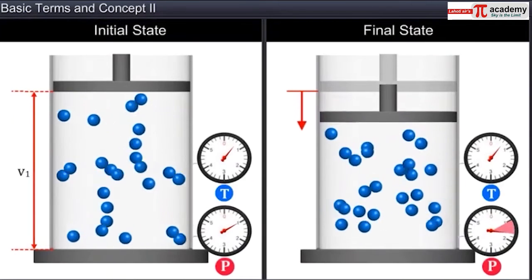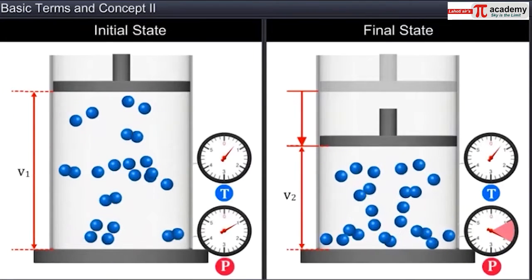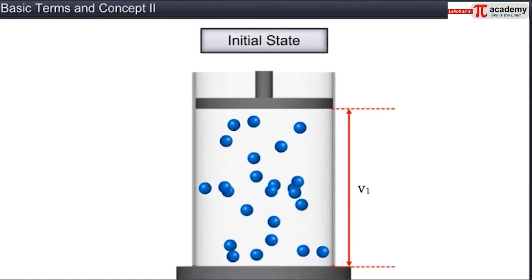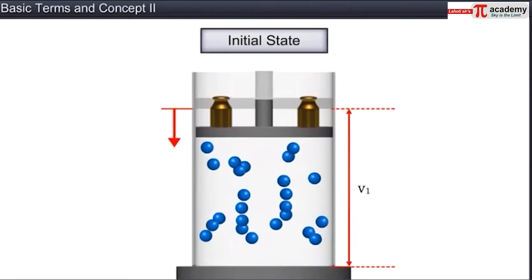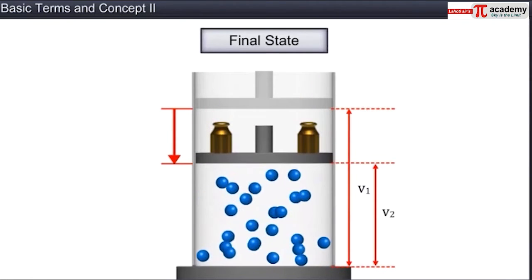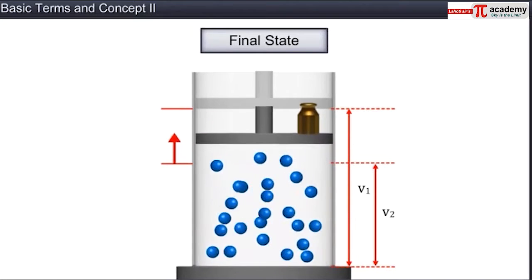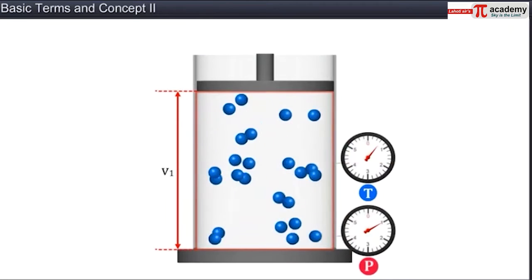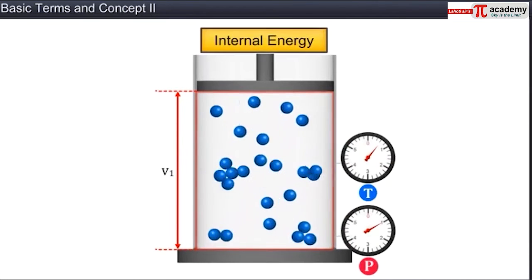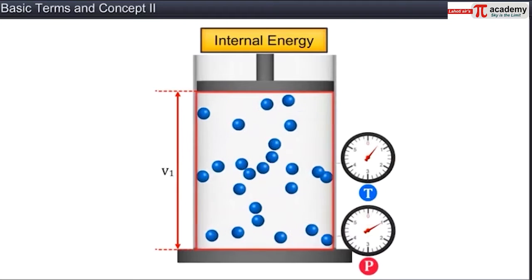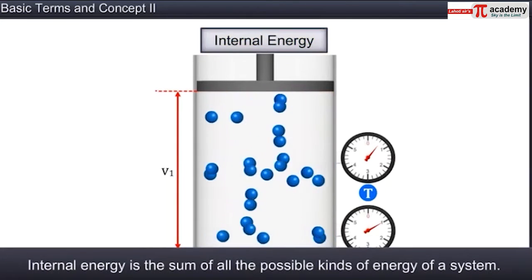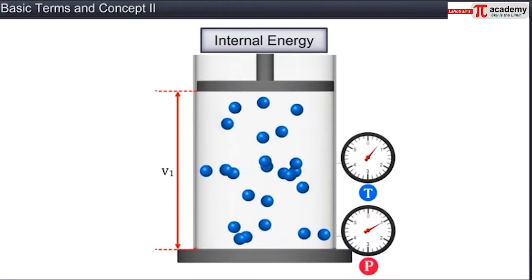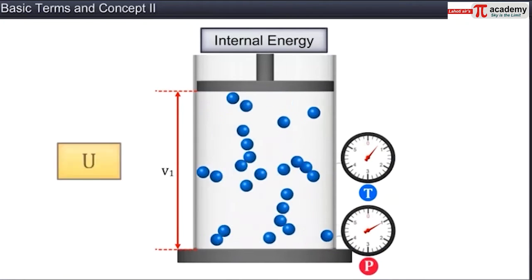When the state of a system changes, it implies that some thermodynamic process has occurred on the system, and energy has been either added to it or removed from it. The energy stored within a substance or a system is known as the internal energy of the system. In other words, internal energy is the sum of all the possible kinds of energy of a system. Internal energy is represented by capital U.